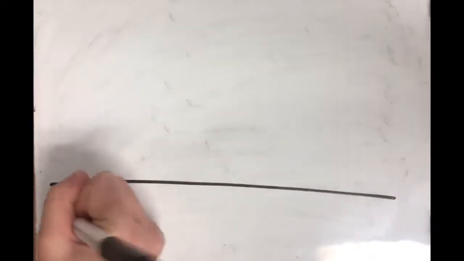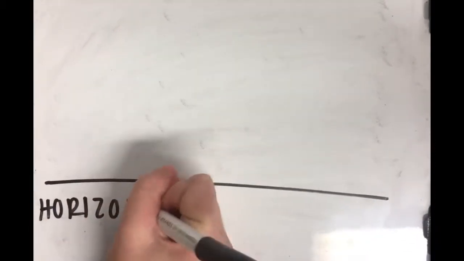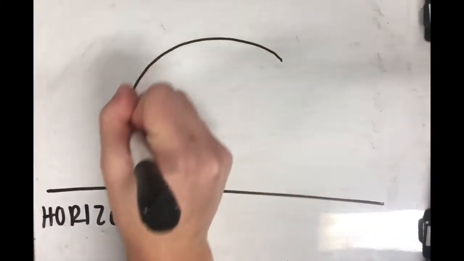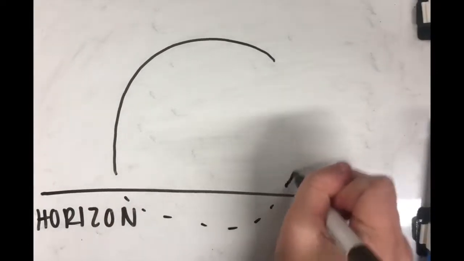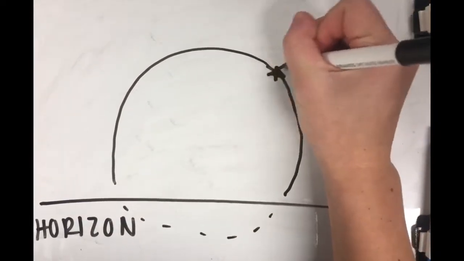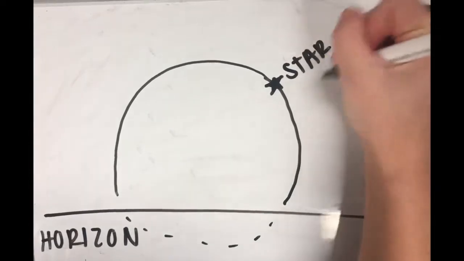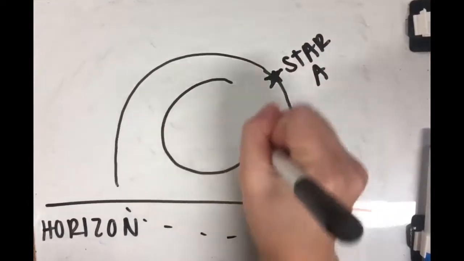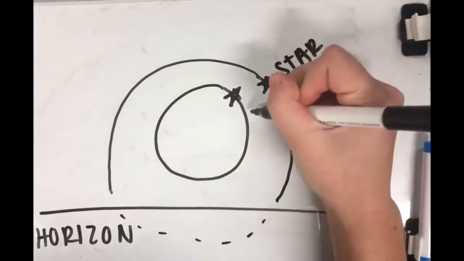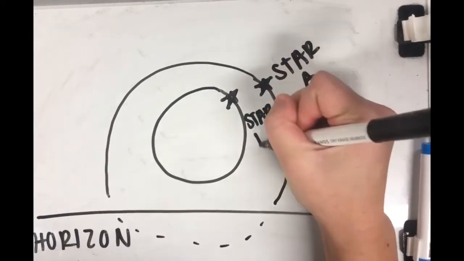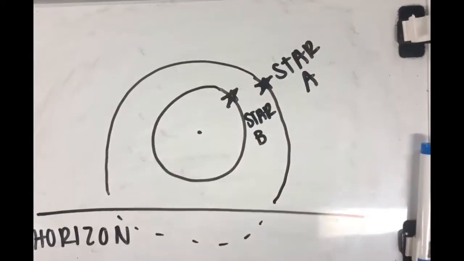A circumpolar star is always located above the horizon. Star A would not be considered a circumpolar star because as it completes its rotation, it happens to go below the horizon. Star B would be considered a circumpolar star because as it completes its orbit around the north celestial pole, it stays above the horizon and never goes below it.